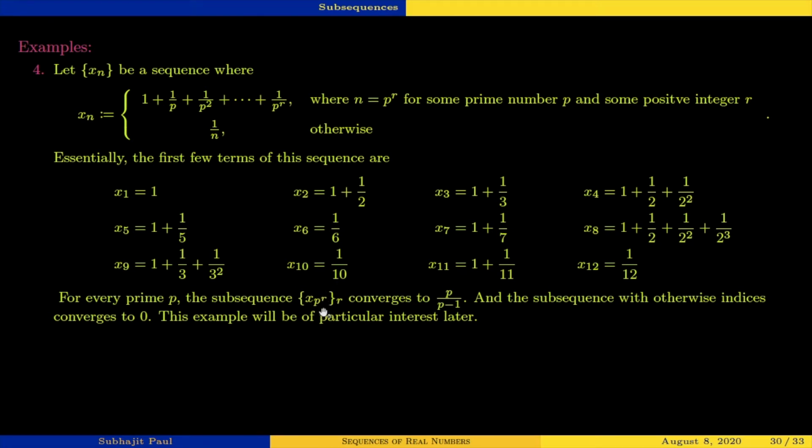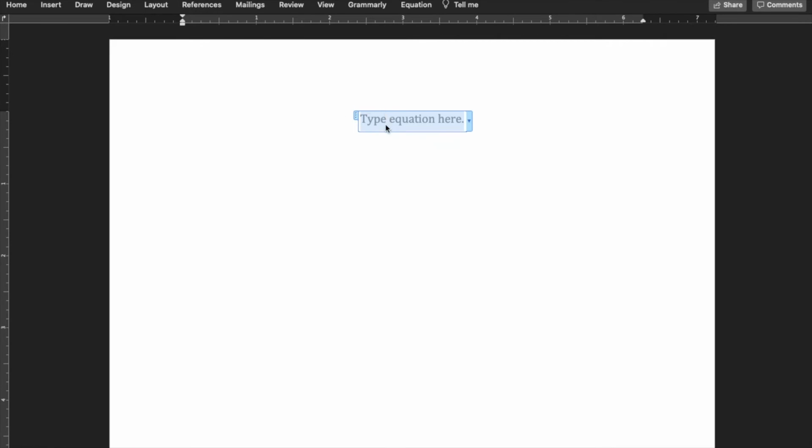the term x p to the power r is basically 1 plus 1 by p plus 1 by p squared plus 1 by p cubed up to 1 by p to the power r. So this is an infinite GP series with common ratio 1 by p. So this goes to first term a by 1 minus r, that is 1 minus 1 by p, the common ratio. So this is p by p minus 1. Okay, so this is p by p minus 1.